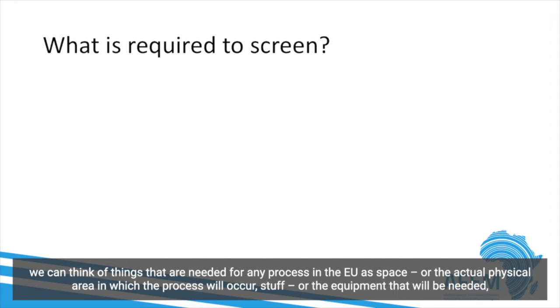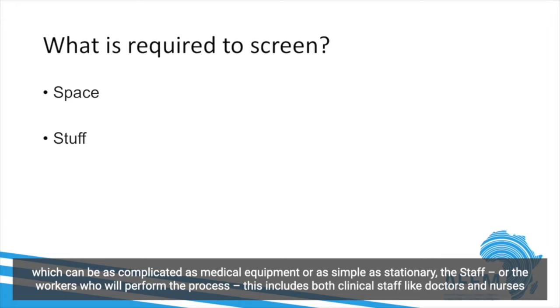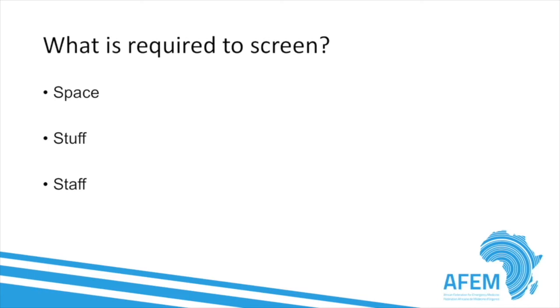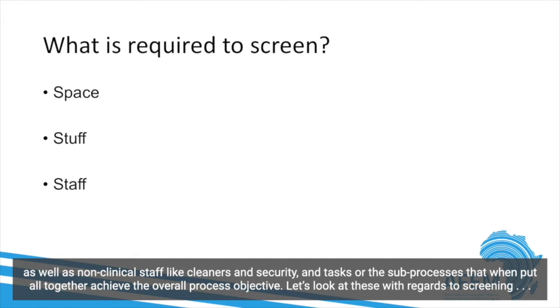We can think of things that are needed for any process in the EU as space, or the actual physical area in which the process will occur; stuff, or the equipment that will be needed, which can be as complicated as medical equipment or as simple as stationery; staff, or the workers who will perform the process. This includes both clinical staff, like doctors and nurses, as well as non-clinical staff, like cleaners and security. And tasks, or the sub-processes that when put all together achieve the overall process objective. Let's look at these with regards to screening.